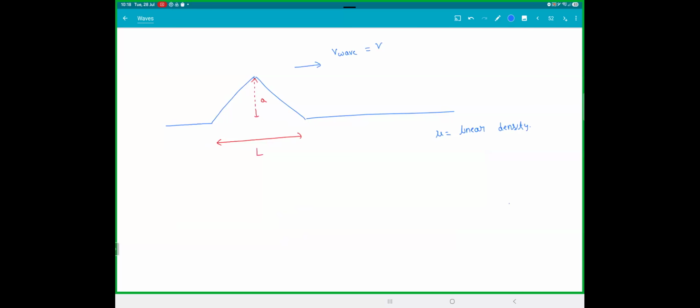So how do we start? So this angle is theta. So we get tan theta is A by L by 2, which is 2A by L. Remember, this is dou y by dou x. This is the slope.